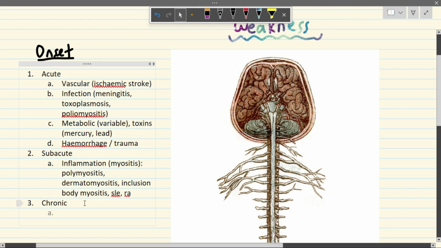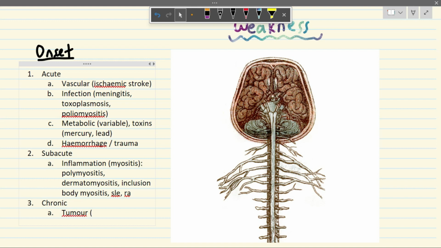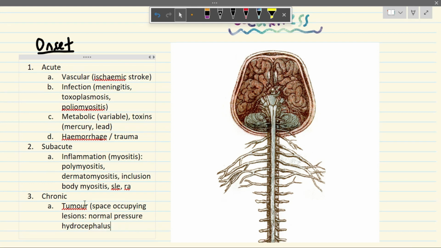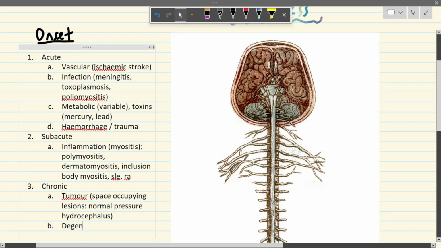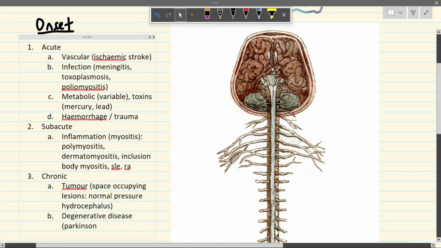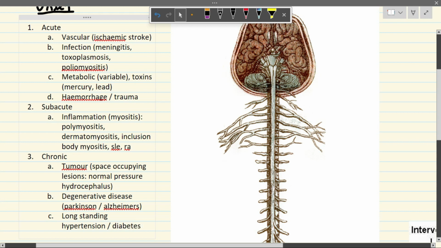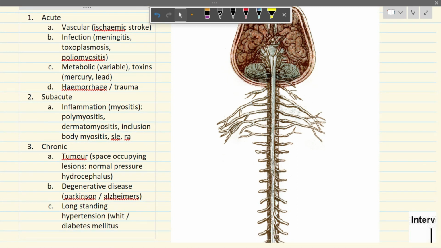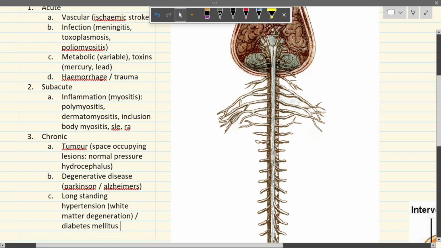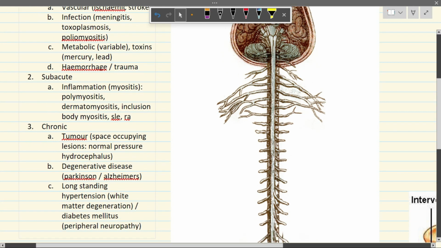Now our chronic causes, as always, tumors or some space-occupying lesions, such as normal pressure hydrocephalus, which means our ventricles are filled abnormally with too much cerebrospinal fluid. Or it can be degenerative disease, such as Parkinson's and Alzheimer's, which can happen over time as people get old, or due to long-standing hypertension or diabetes mellitus. Hypertension can cause white matter degeneration, and diabetes mellitus can cause peripheral neuropathy.